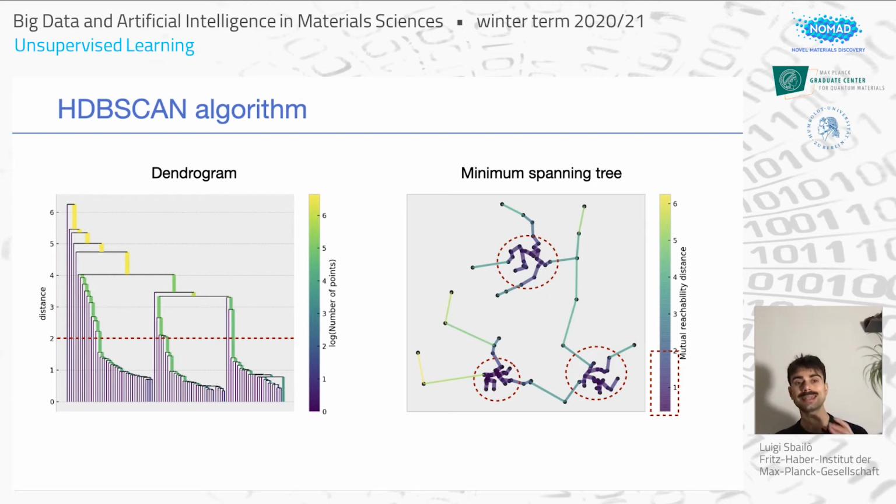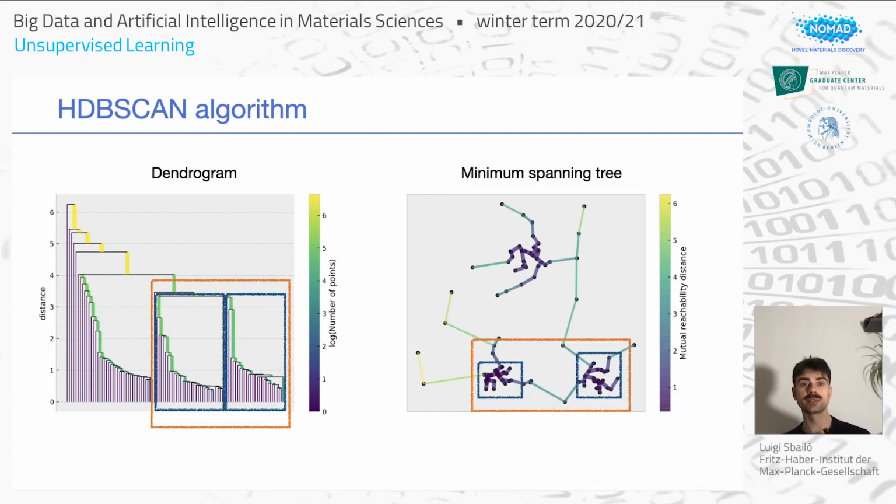But still, if we now decided to just cut our dendrogram at a certain position, we would again obtain results comparable to DBSCAN. And the reason is essentially that we would fix our distance threshold, we would fix the level of the sea, and then we would not be able to detect clusters with different density. What this algorithm does more is understand to which level lower or higher density clusters should be merged into a unique cluster.